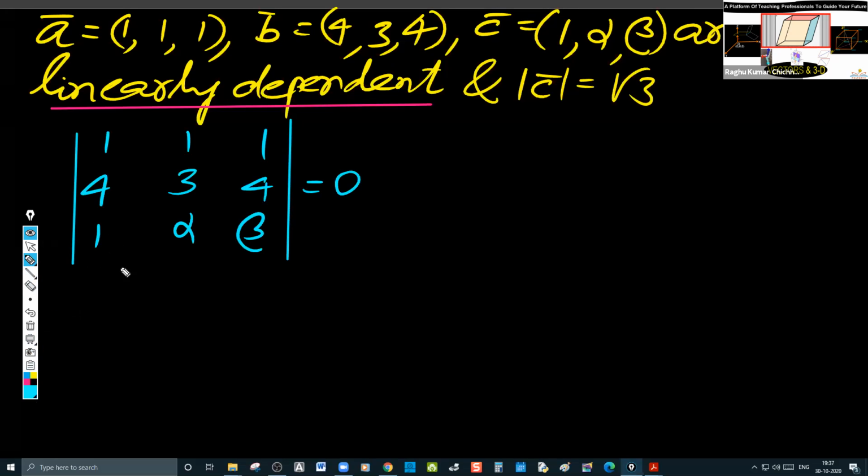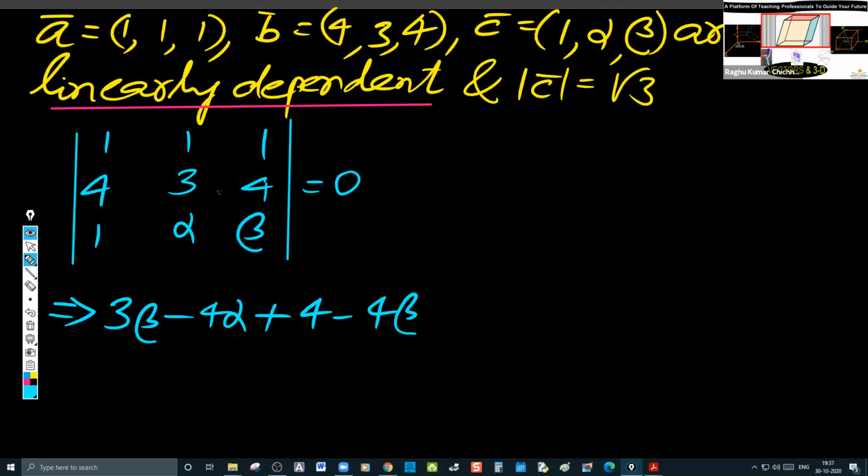Which implies that 3 beta minus 4 alpha, 4 minus 4 beta, and 4 alpha minus 3 must be 0, since they are linearly dependent. Let me write alpha first. 4 alpha getting cancelled, of course, you're getting beta directly. It is easy.